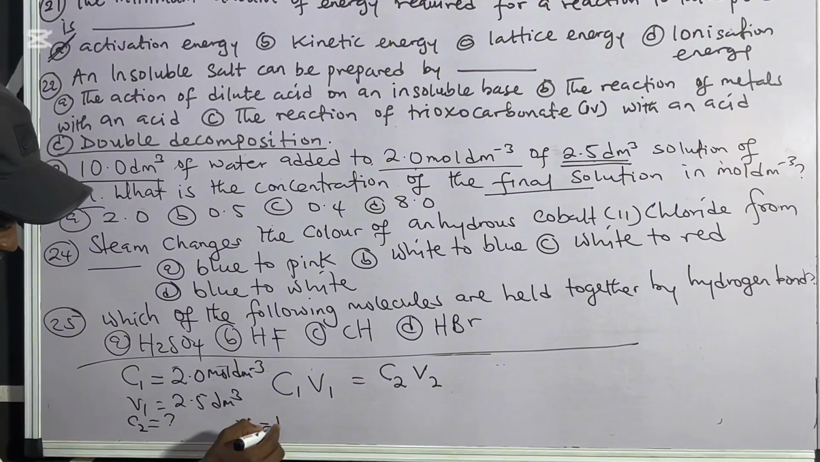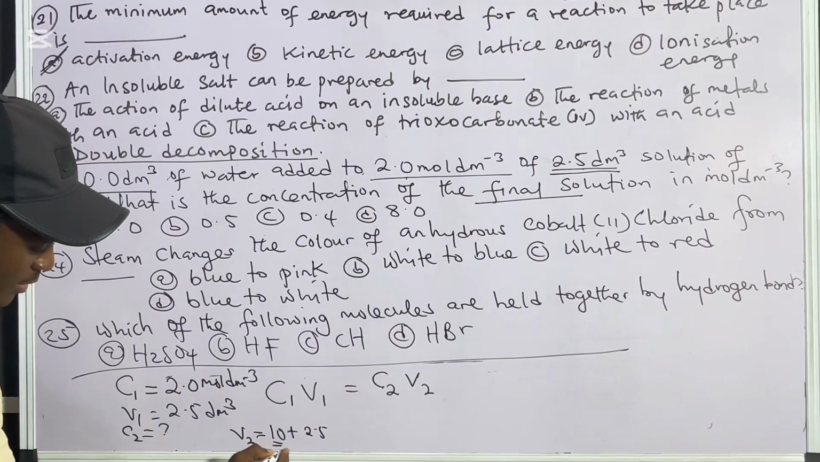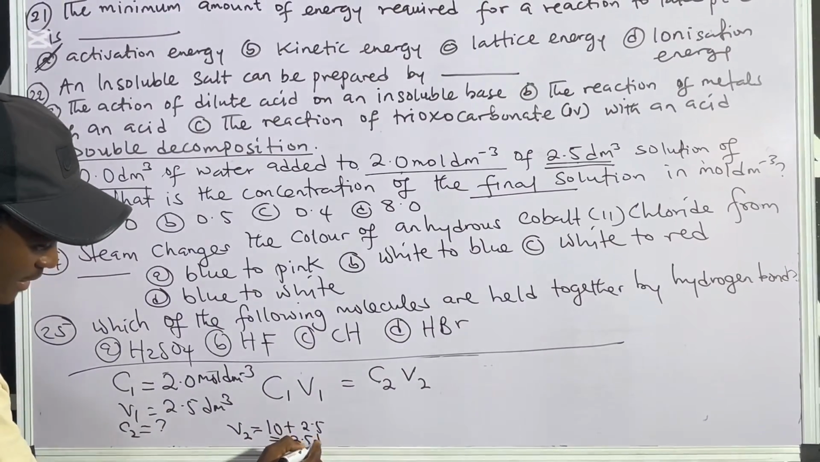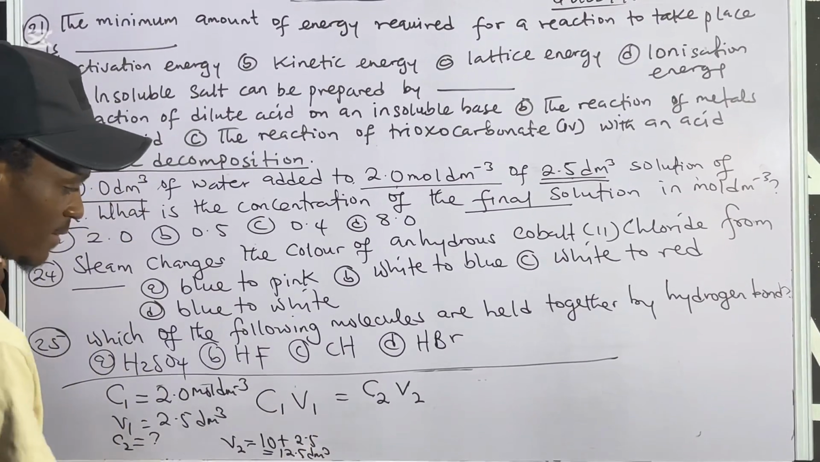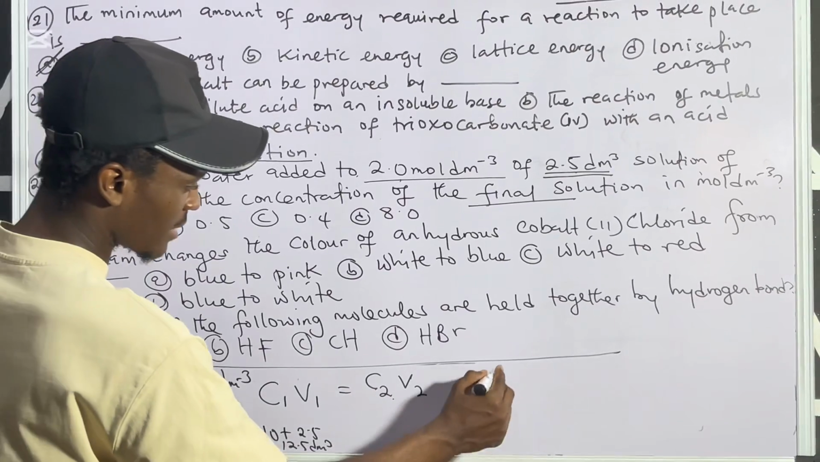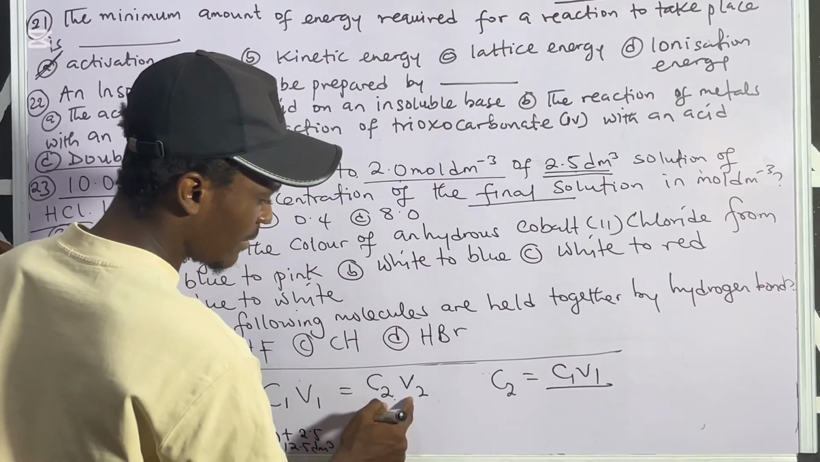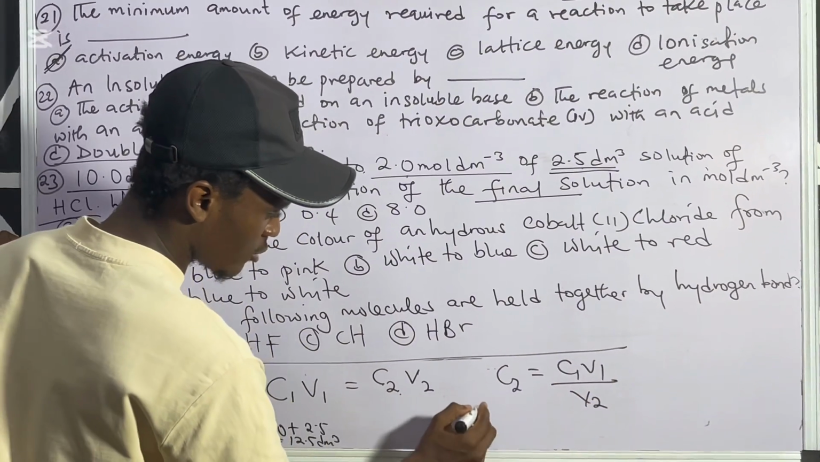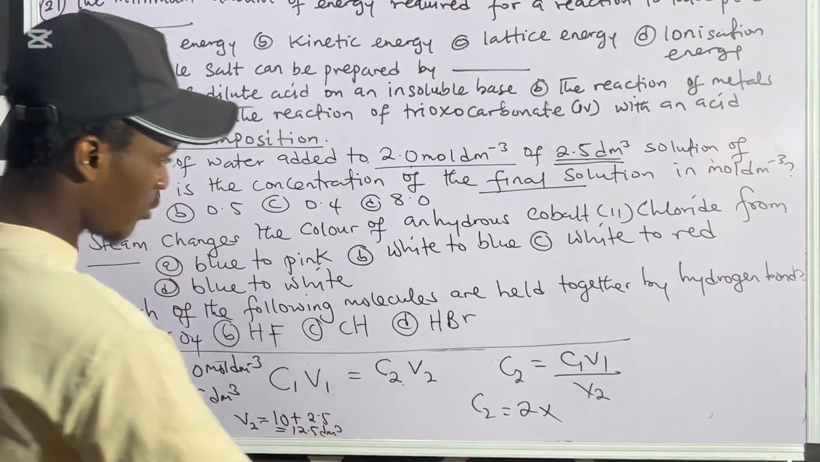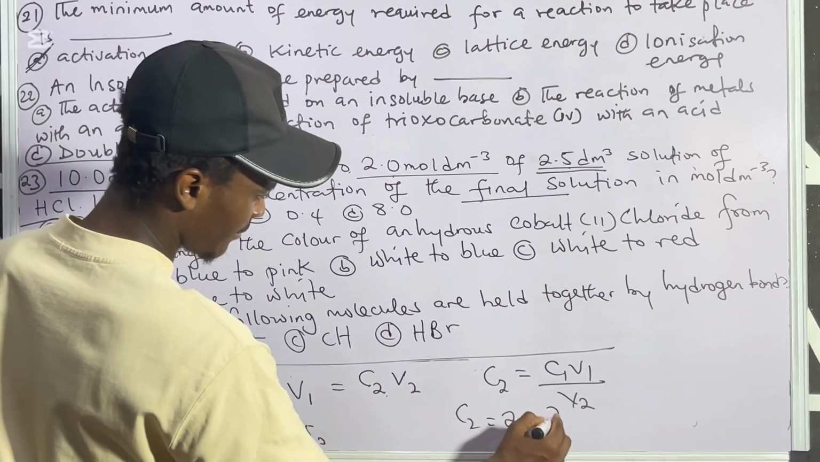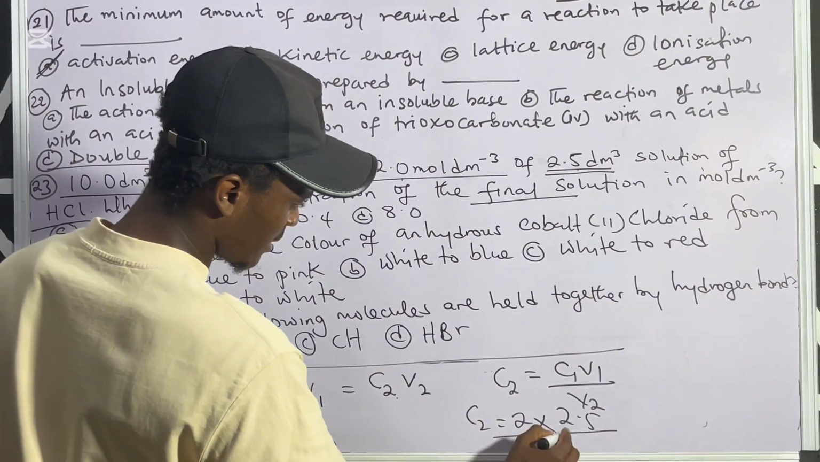So that should be what? 10 plus 2.5. That should give us 12.5 dm cube. So our volume here is 12.5 dm cube. So let's run to this now. For us to get our C2, it becomes C2 equal to C1V1 over V2. So that should give us C2 equal to what now? What's our C1? 2 times, what's our V1? 2.5. Then what's our V2? Our V2 is 12.5.